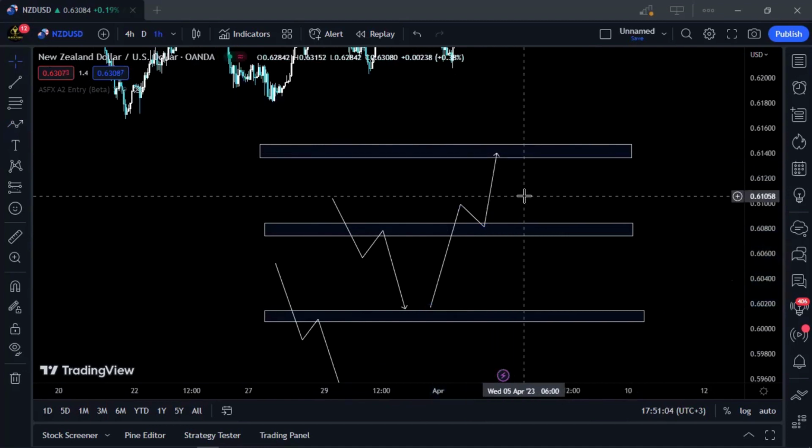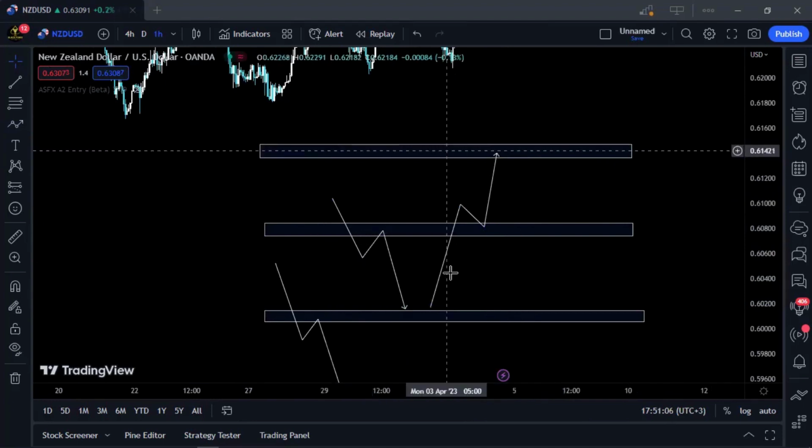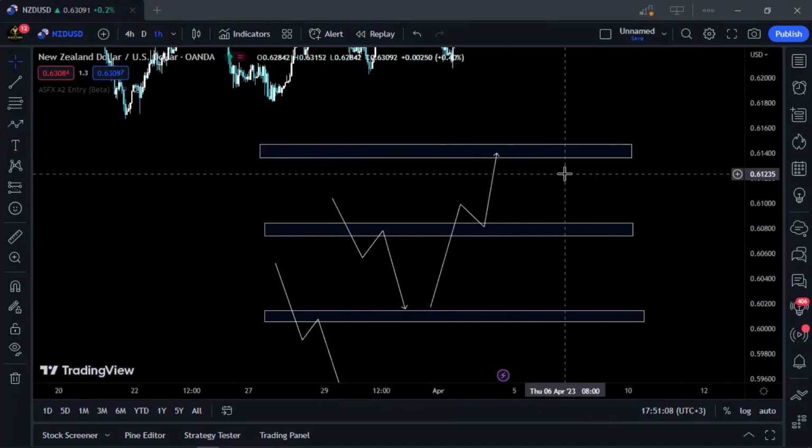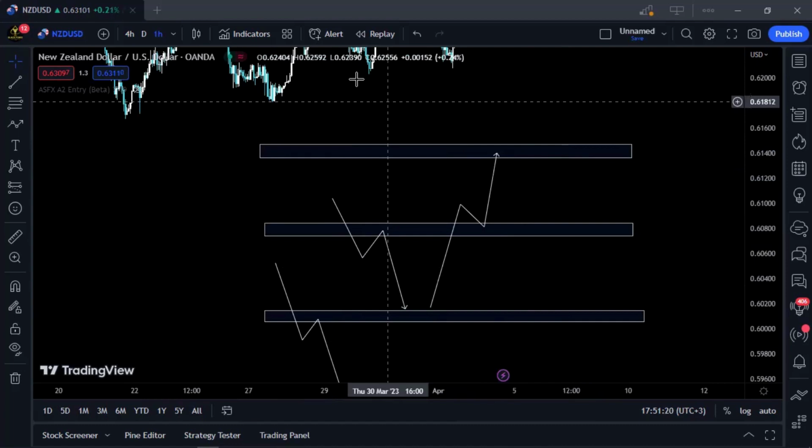So as simple as this is, it's insane. As simple as this is, it's actually profitable. And a lot of people don't really use this strategy because I think they think it's too easy. I don't know. But the reality is it really works. Now let me show you the stats.